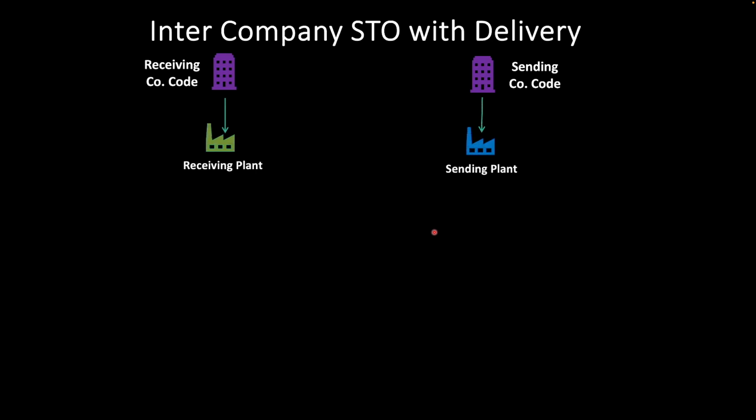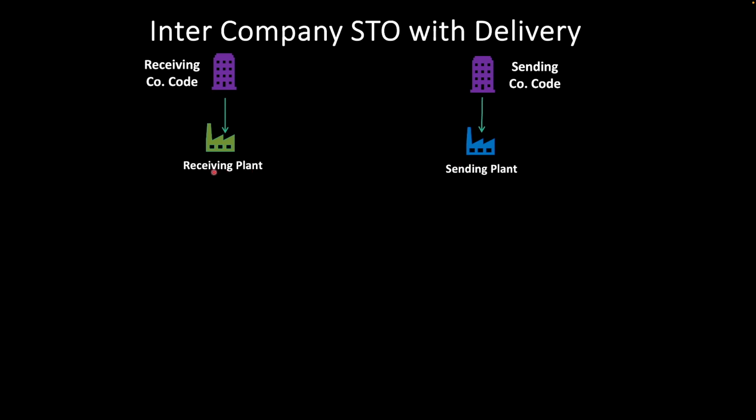So now let's see the business process of intercompany code stock transfer. We'll see what all steps we'll be doing for the intercompany stock transfer process. In this particular case, you have two company codes. You have a receiving company code and a sending company code. Under these company codes, you have respective plants, that is the receiving plant and the sending plant.